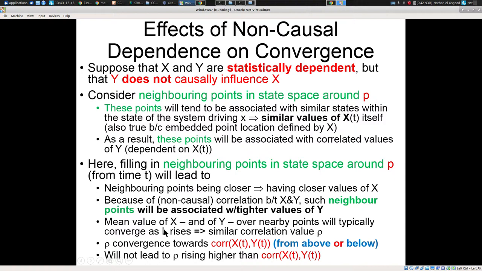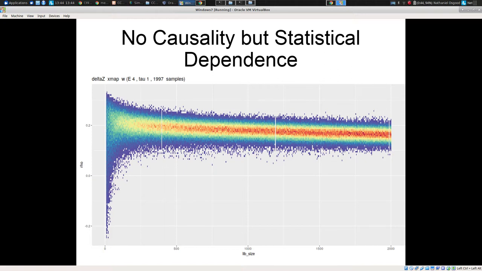So what's going to go on here is that we're going to see a situation where the nearby points will have nearby values of Y, but the mean value of Y for those nearby points will typically converge rather quickly as we consider L. And you'll have a similar correlation value that will be maintained after that. And more than that, as we're considering denser and denser spaces, what's going to go on is not a rise where you're able to better predict it to high levels, but rather a convergence from both above and below, not starting small and rising, but from above and below to a value that's determined by the statistical correlation between X and Y.